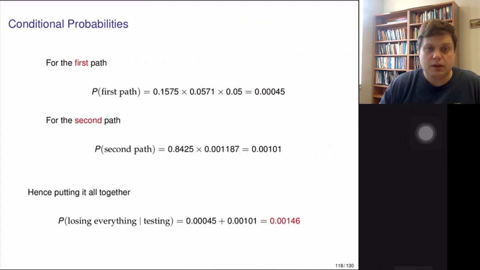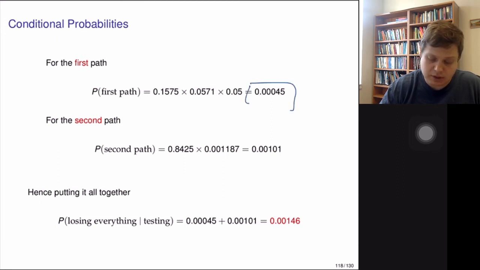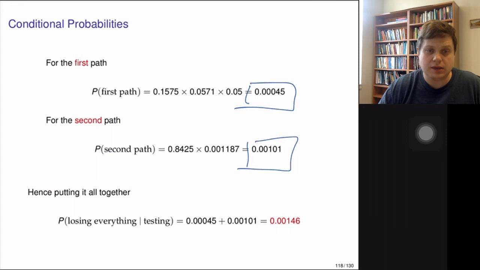Okay. So let's calculate the probability associated with each of those paths. Again, it's just a product of the probabilities. We assume those events are independent. So we get the probability for the first path of losing everything, probability of the second path of losing everything, and now we can just combine those things together. So probability of losing everything, given that we did perform the test, is just the sum of those two, so it's either one path or another path to happen, and so it's relatively low probability. It's 0.1%.